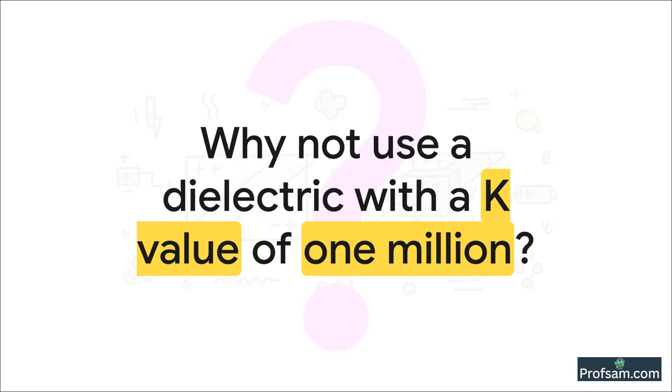And to finish, I'll leave you with a question to think about. If a high value of K is so good, why don't we just find a material with a K value of, say, 1 million and make a super-duper capacitor? What's stopping us? What's the catch? Well, the answer is related to another property called dielectric strength. Think about it, and we'll discuss it more in our next session.